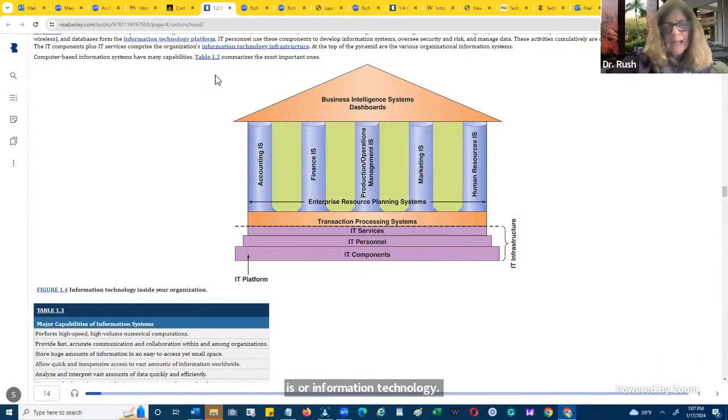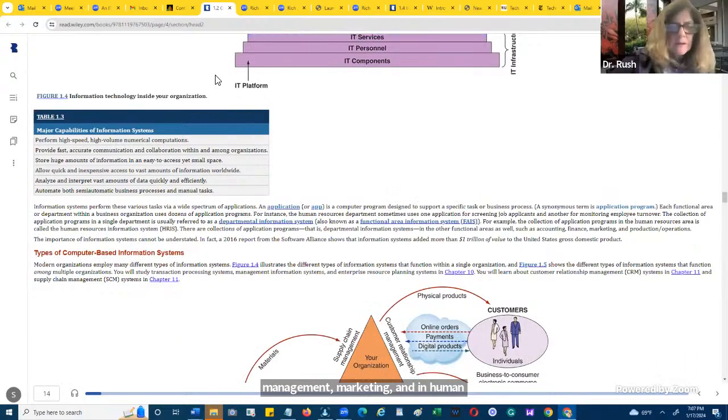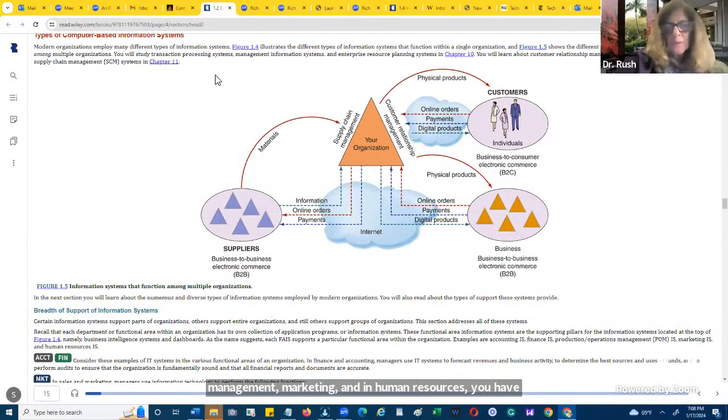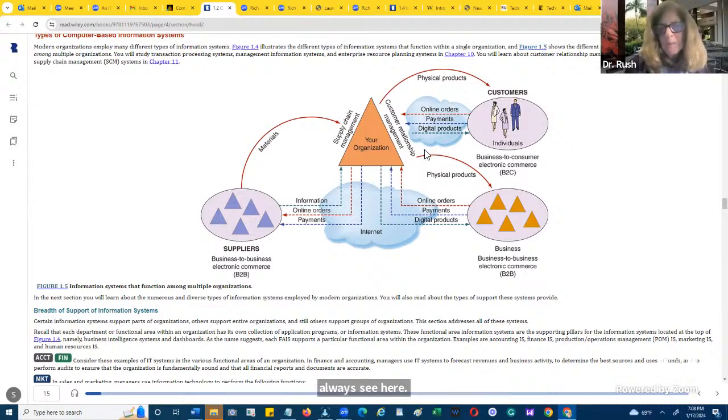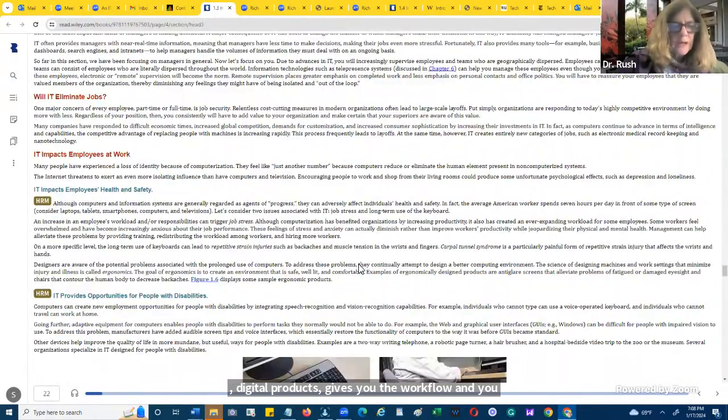Basically, think about it as almost like the departments in the business school: accounting information systems, finance information systems, production and operations management, marketing, and human resources. You have the services, the personnel, all the components. When we're talking about the supply chain, you have business to business, suppliers, and you'll always see a cloud, which really means the internet, online payments, and digital products. It gives you the workflow, and you can go through this.